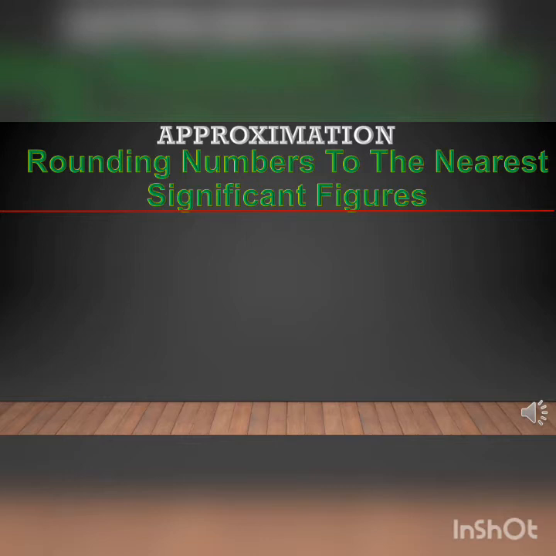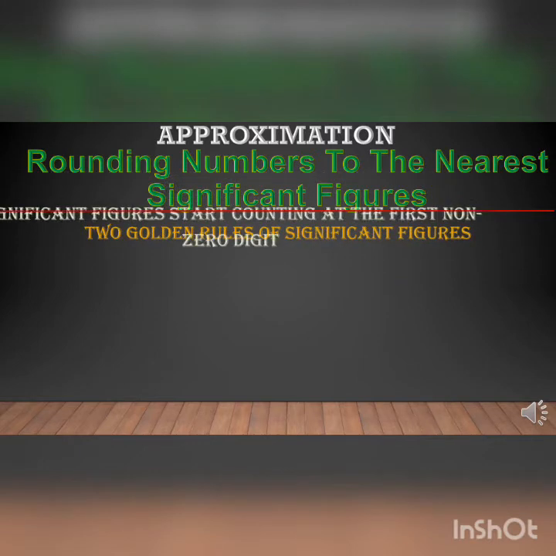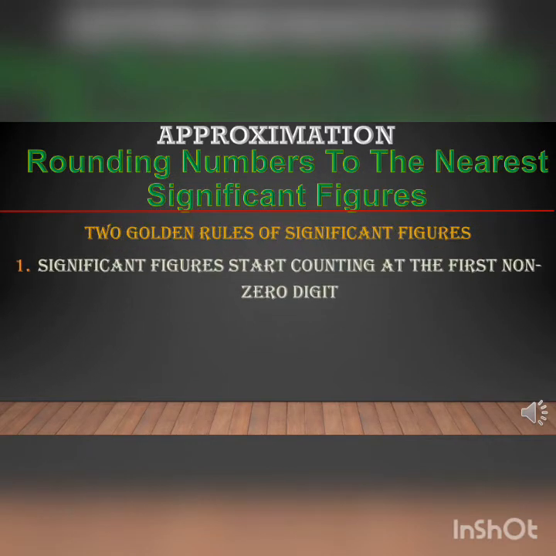Under approximation, we're looking at how to round to the nearest significant figures, and this was what brought about my trick question. I have two golden rules for this. The first one is, significant figures start counting at the first non-zero digit. That is to say, your first non-zero digit, the first number that is not 0, is your first significant figure. Do you get that?